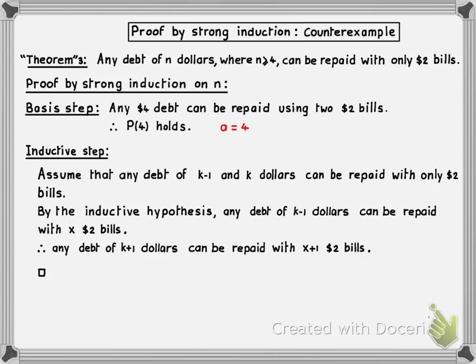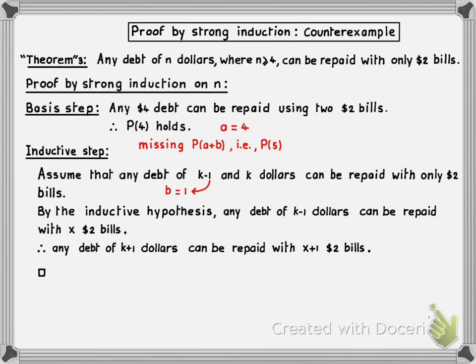Now, what is the value of B? Well, because we assume P of k minus 1 holds in addition to P of k, B has to be equal to 1. And that's where the problem is. If B is equal to 1, then the basis step should include not only P of 4, but also P of 4 plus 1, or P of 5. So we're missing P of 5 here.